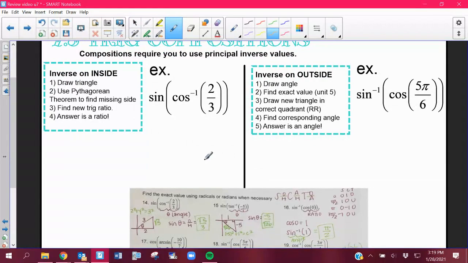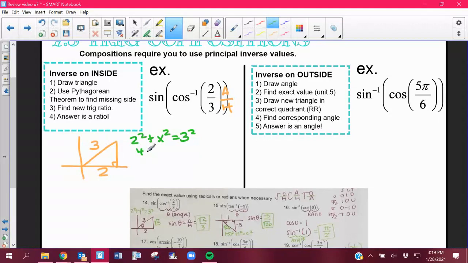You do need to think about your restricted range. So since this one is a cosine and it's positive, it's not going to change this answer too much, but I can draw it in quadrant 1. And again, cosine is your adjacent over your hypotenuse. So my adjacent leg would be 2. My hypotenuse is 3. I'm now going to use the Pythagorean theorem to find the length of the other leg. So I would have 2 squared plus x squared equals 3 squared.